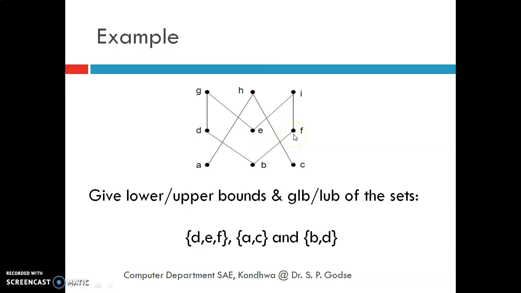These are the elements of the subset. Then A comma C and B comma D. So we have to find out the lower bound, upper bound, greatest lower bound, and least upper bound of these three sets. We will see one by one.